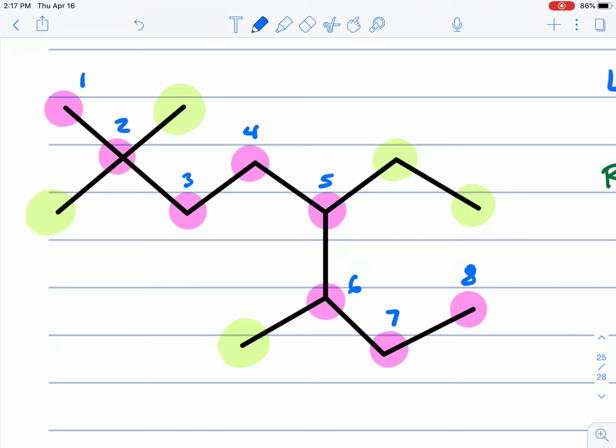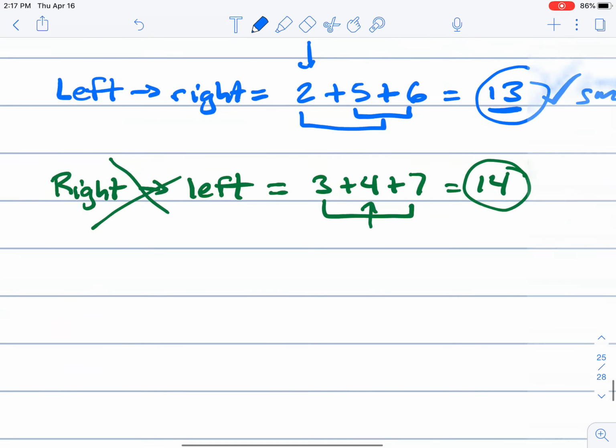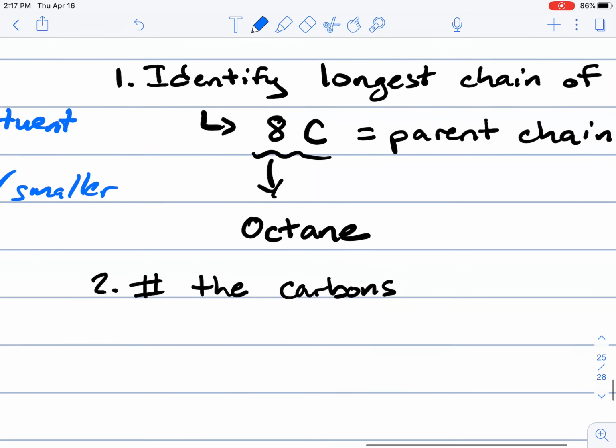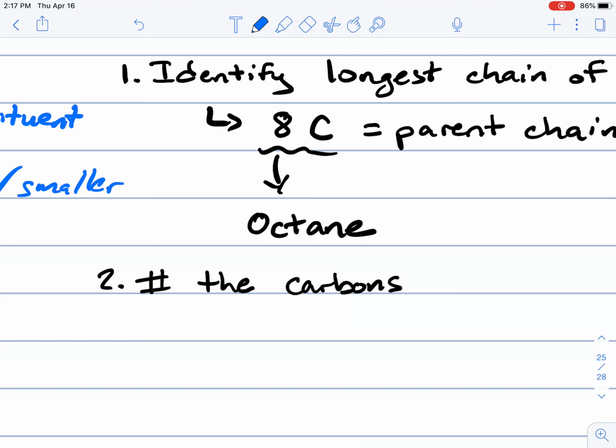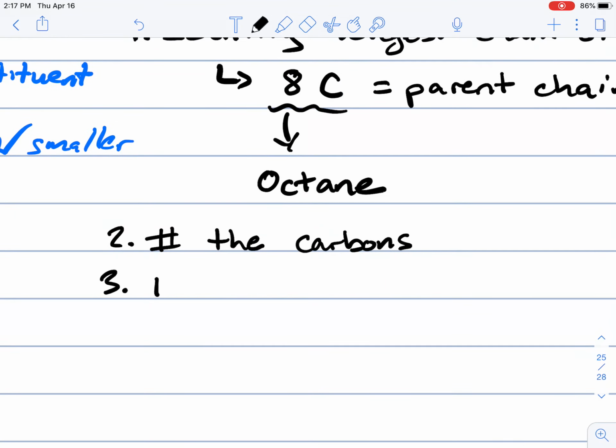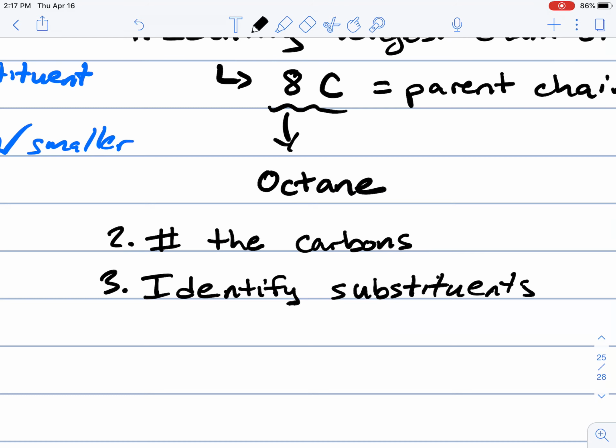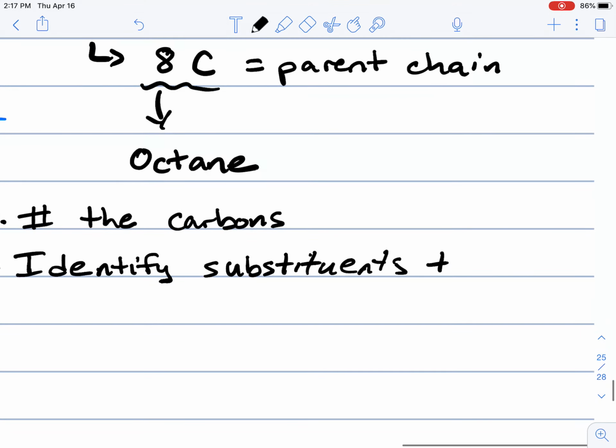All right, now that we have the correct number system, we've figured out that the path going from left to right will provide us the least value. The next step is to identify your substituents, and then we're going to add the carbon number to them.